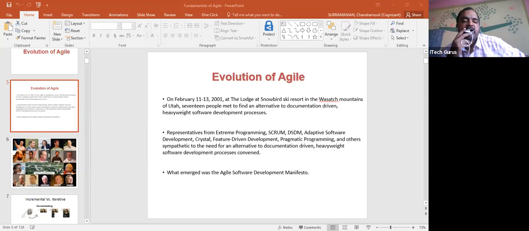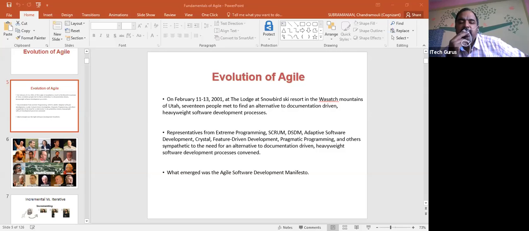For example, there is something called the Scrum methodology, as some of you mentioned. It is one of the agile methodologies. Scrum is not agile, and agile is not Scrum, because they are different. Scrum is an agile methodology. Okay, there is something called extreme programming.